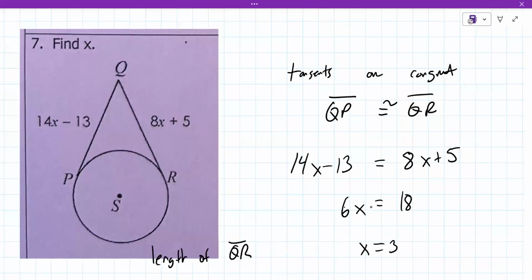The length of QR is 3. It is not 3. X is 3. What is QR? What is the expression for QR? 8x plus 5. Okay, so do you know the value of X? 3. Okay, so put 3 in for X.